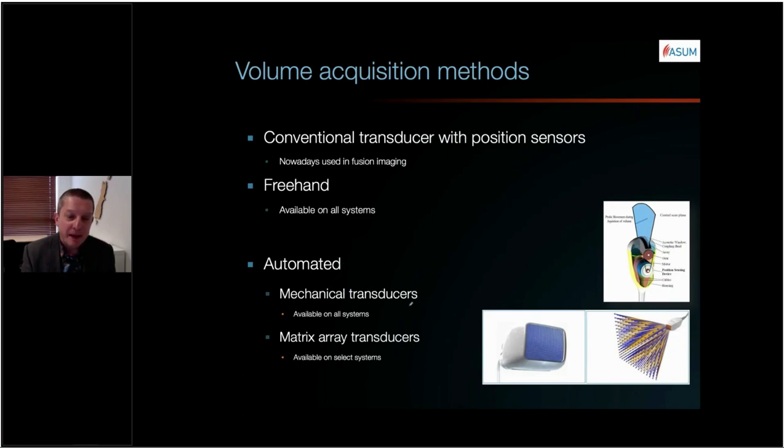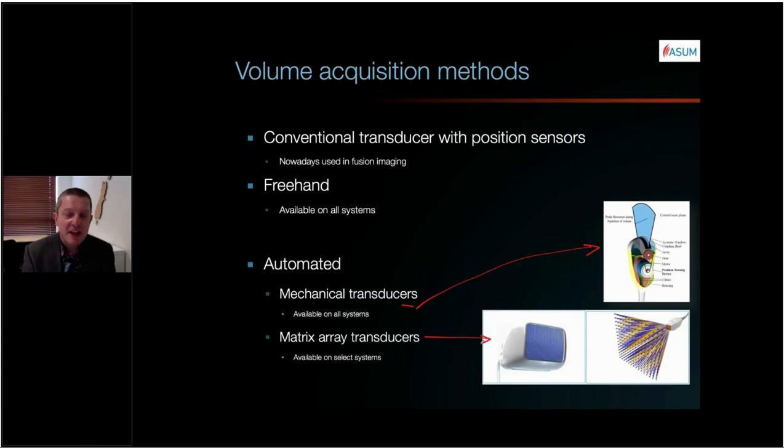We also have automated acquisition methods. This could be with a mechanical transducer, such as the transducer pictured here. This transducer has a conventional array, but it's mounted on a swinging armature onto an electric motor. That motor moves the array through the field of view in a wobbling fan-shaped fashion. You can define how wide the angle needs to be, and so the 3D volume is then acquired mechanically this way.